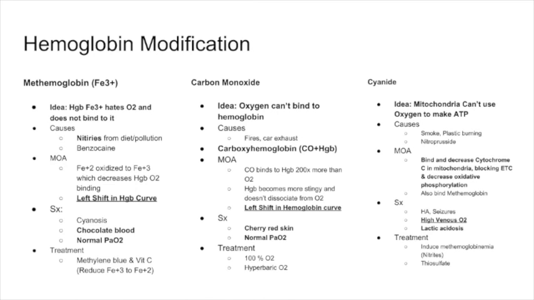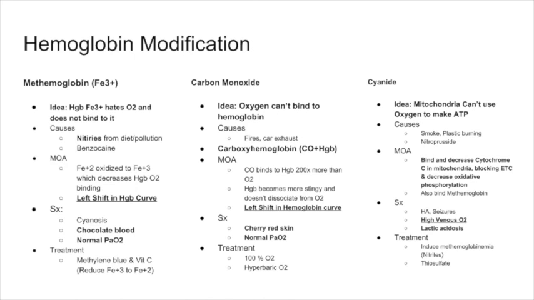Lastly is cyanide toxicity. The idea in cyanide toxicity is the mitochondria can't use the oxygen to make ATP. Causes for it are smoke or plastic burning, also nitroprusside. Do you guys remember what nitroprusside is? Nitroprusside is an IV antihypertensive that is a vasodilator, and it's used in hypertensive emergency. Unfortunately, nitroprusside can cause cyanide toxicity. That's why we don't like to use it too much.